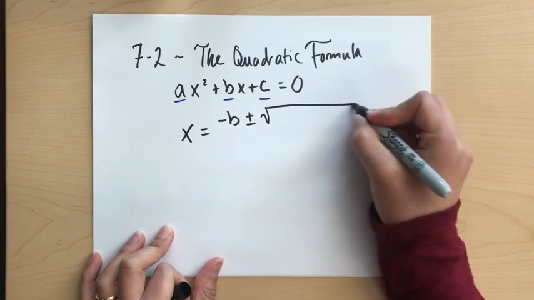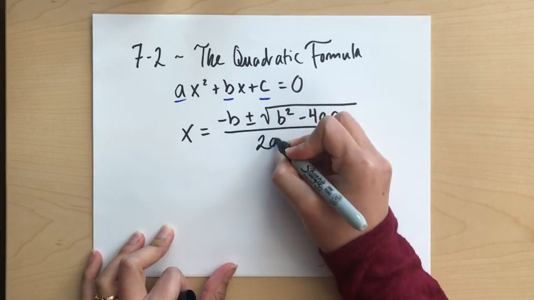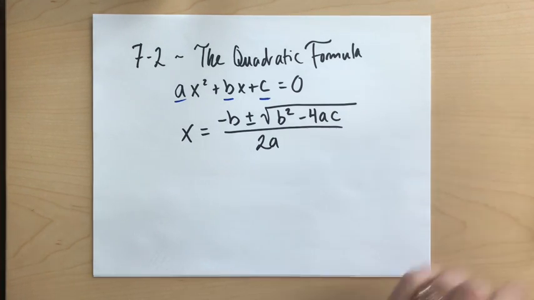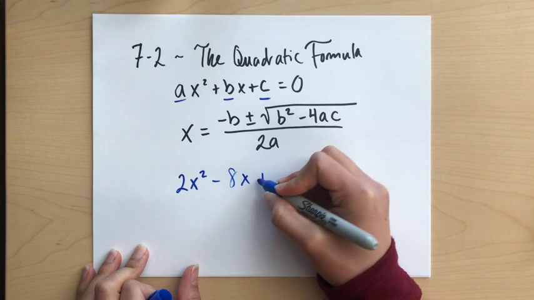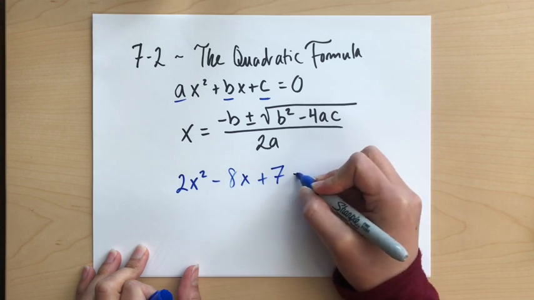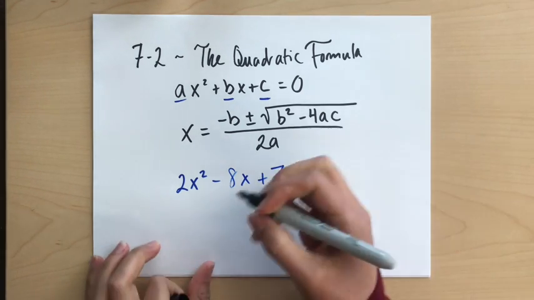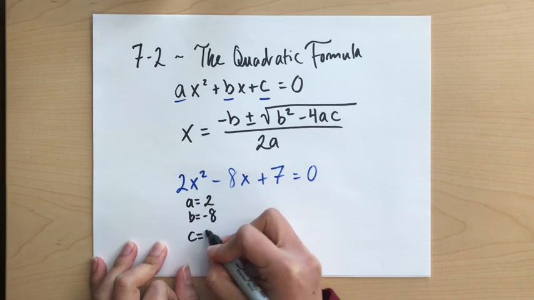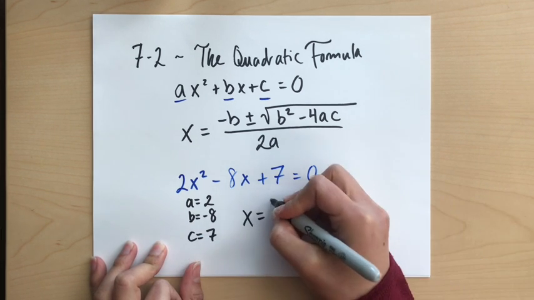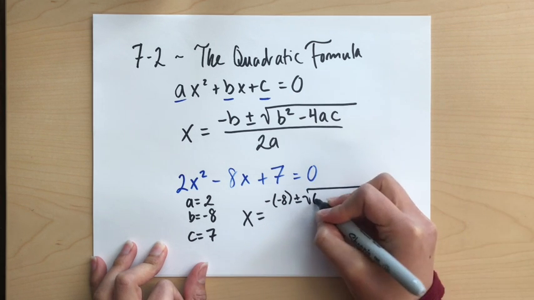Okay, so the equation is when I start with ax squared plus bx plus c is equal to 0, right? These coefficients, I'm going to plug into this equation, which is x is equal to negative b plus or minus the square root of b squared minus 4ac all over 2a. So if I have something like 2x squared minus 8x plus 7 equals 0, that means a is equal to 2, b is equal to negative 8, and c is equal to 7. So I'm just going to plug all of these into that magical formula.